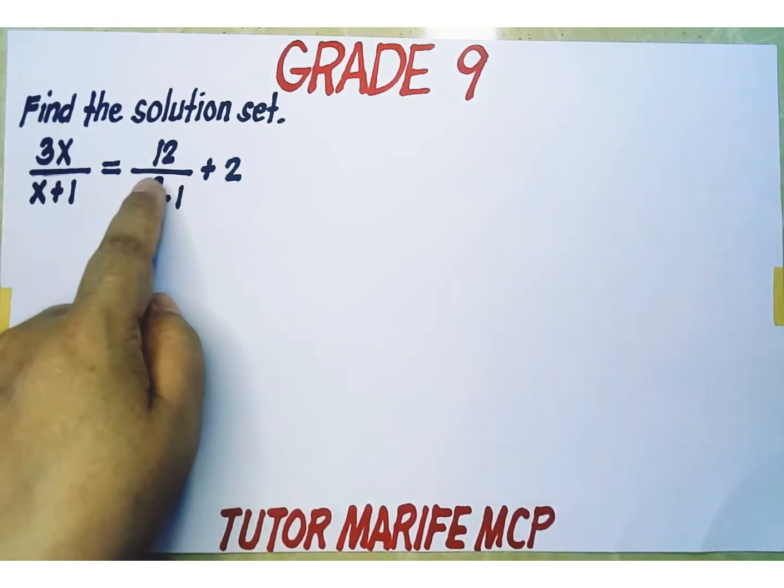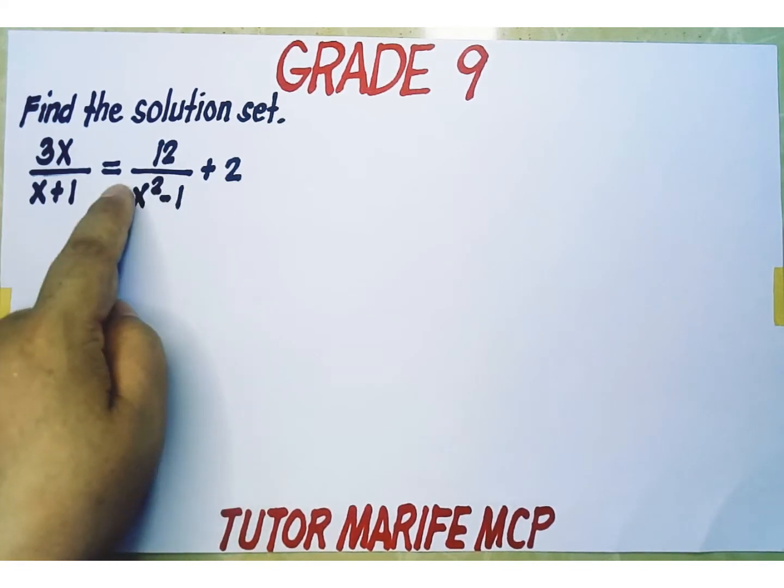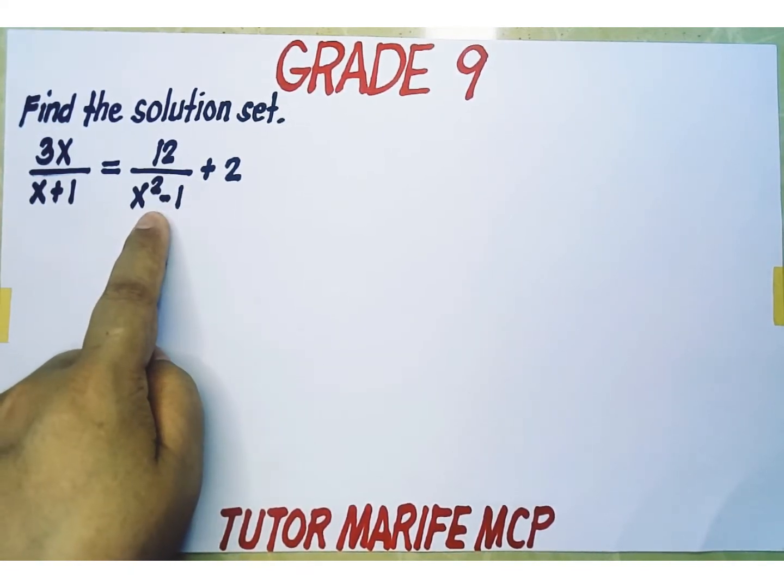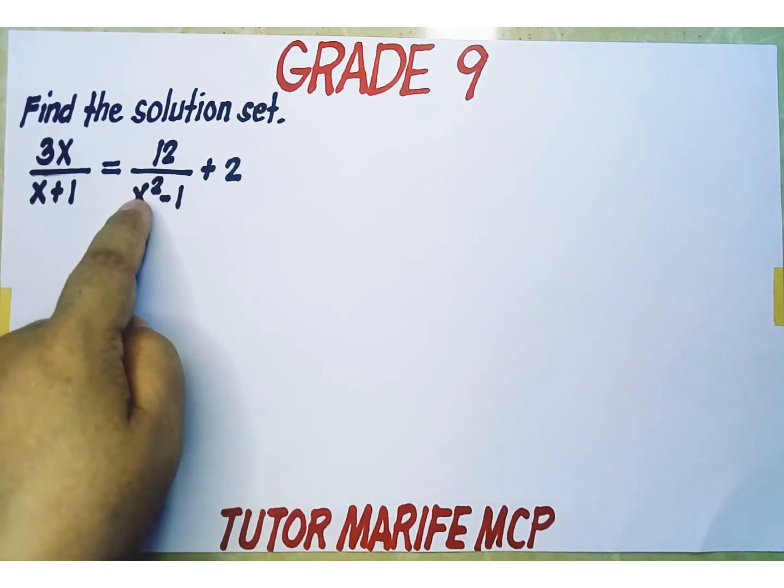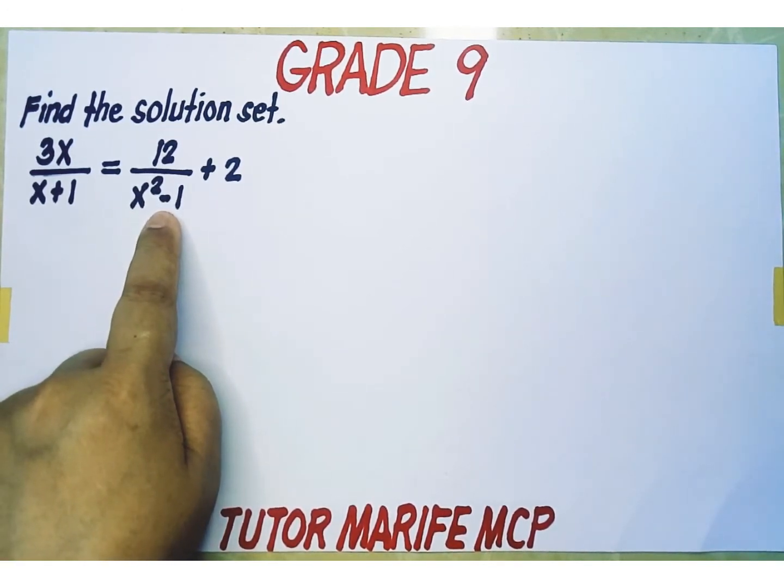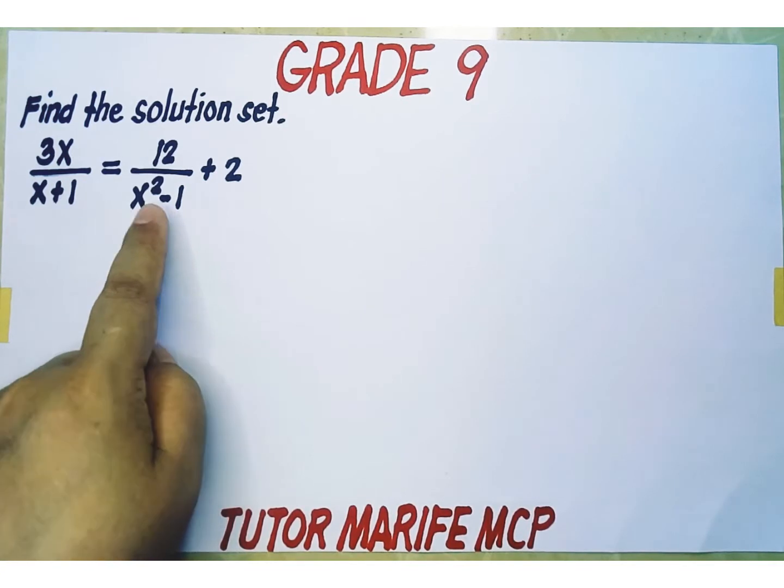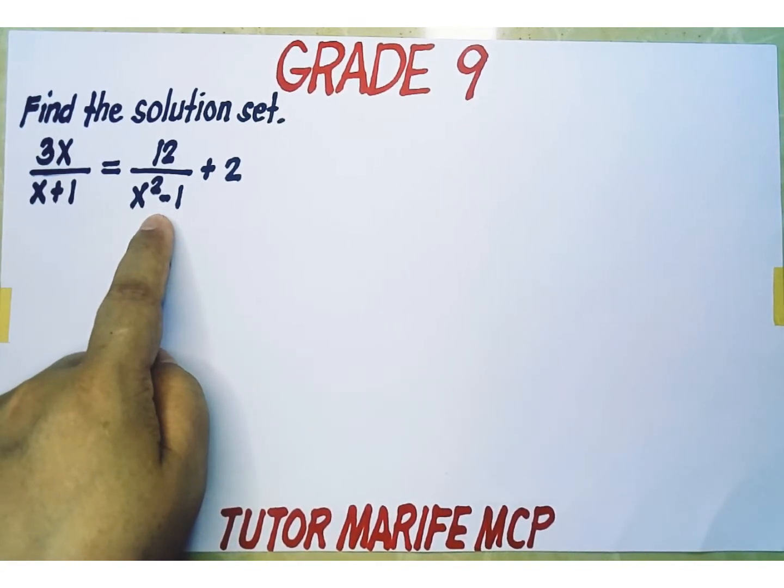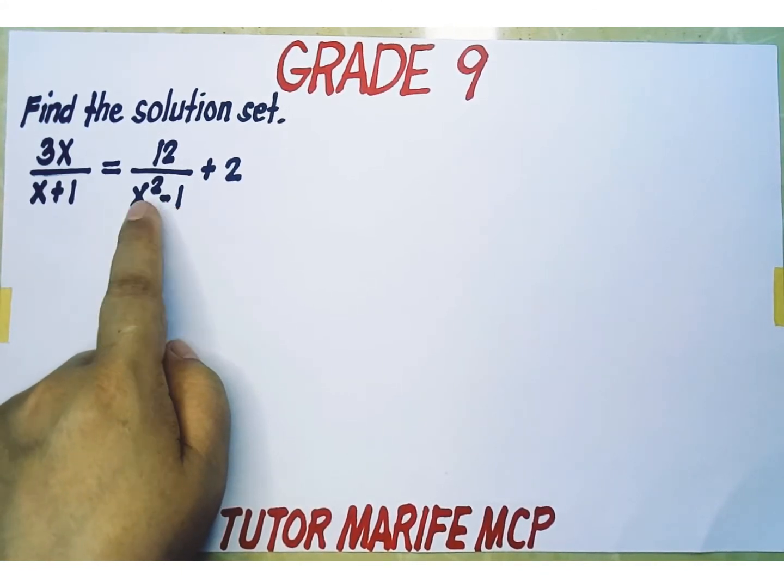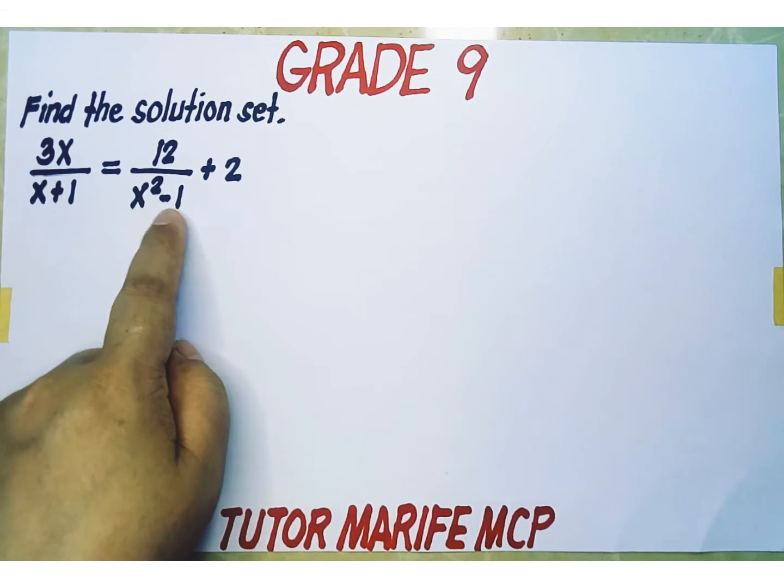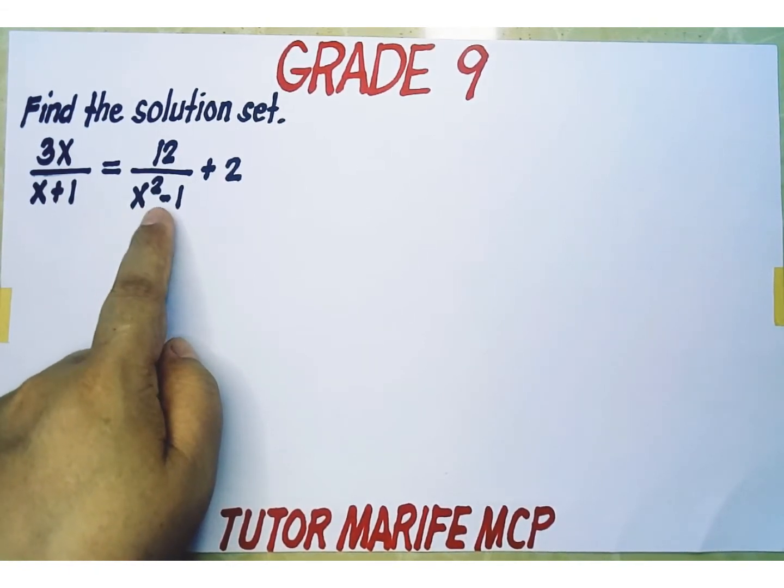How about the second expression, x squared minus 1? Is this a prime expression? No. This is factorable. So, pag factorable ang expression sa denominator, kailangan mong i-rewrite into factored form or i-factorize. Okay, so this is actually a special case. It's difference of two perfect squares. Paano mag-factorize ng difference of two perfect squares?